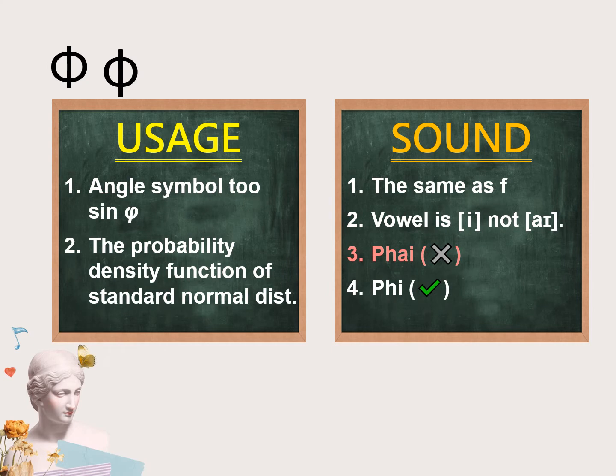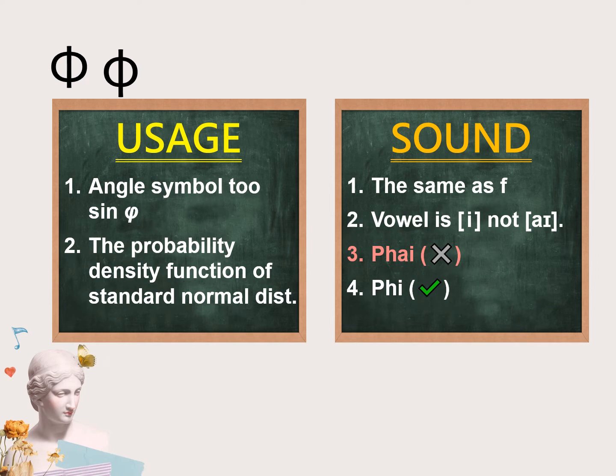This letter is also very common in math and statistics. Besides theta, this letter represents angles too. It is also the probability density function of standard normal distribution. Your teacher might tell you this letter is phi, but they were wrong again. The consonant is the same as F, but the vowels are different.